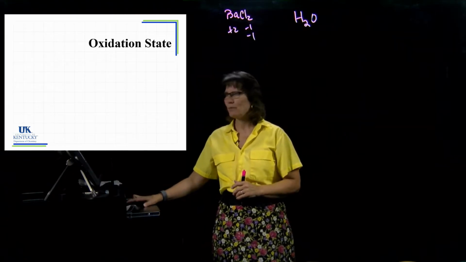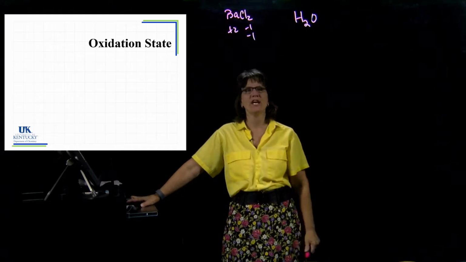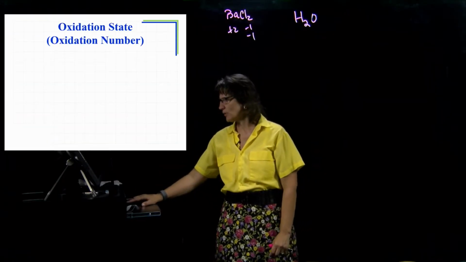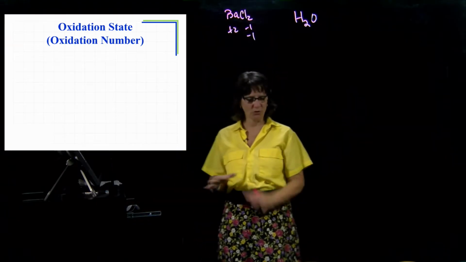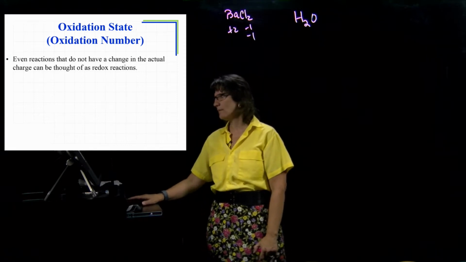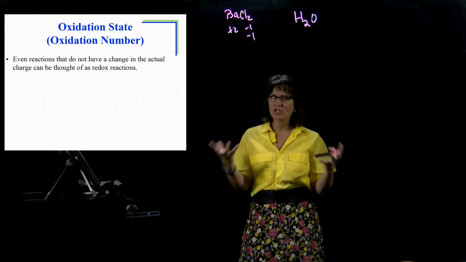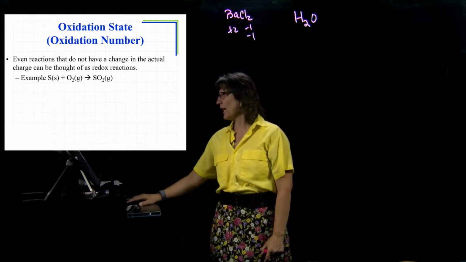So what we need to be able to do is know what an oxidation state is and how to determine the oxidation states. It's kind of like a charge, but it's not a true charge. Another name for oxidation state is oxidation number. They're synonymous terms, synonymous concepts. So even reactions that don't have charges involved and a change in actual charges can still be redox reactions.